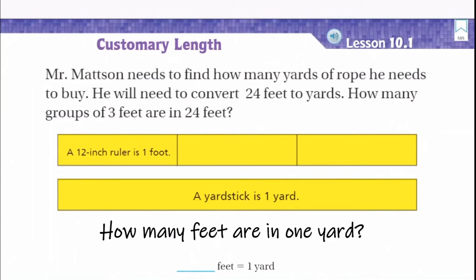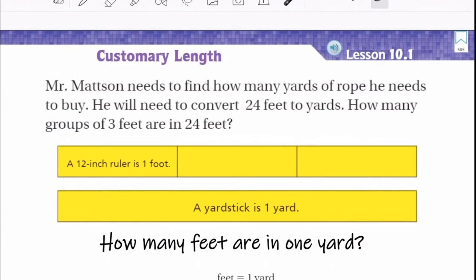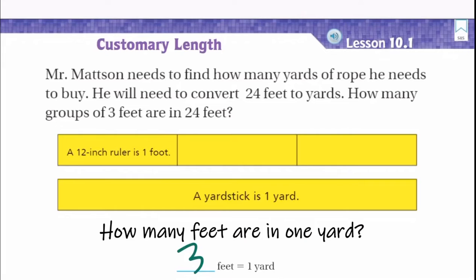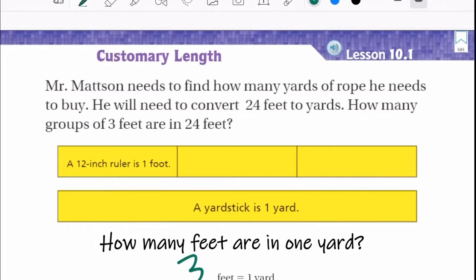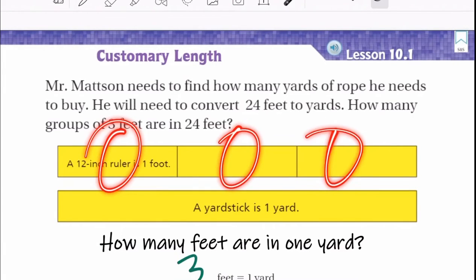We know that there are 3 feet in 1 yard, right? We can write that down here. If you want to follow along, you can have this PowerPoint up in another window while you're watching the video, or have it playing in the background. We know that there are 3 feet in 1 yard, and it's right here: 1, 2, 3 feet in 1 yard.